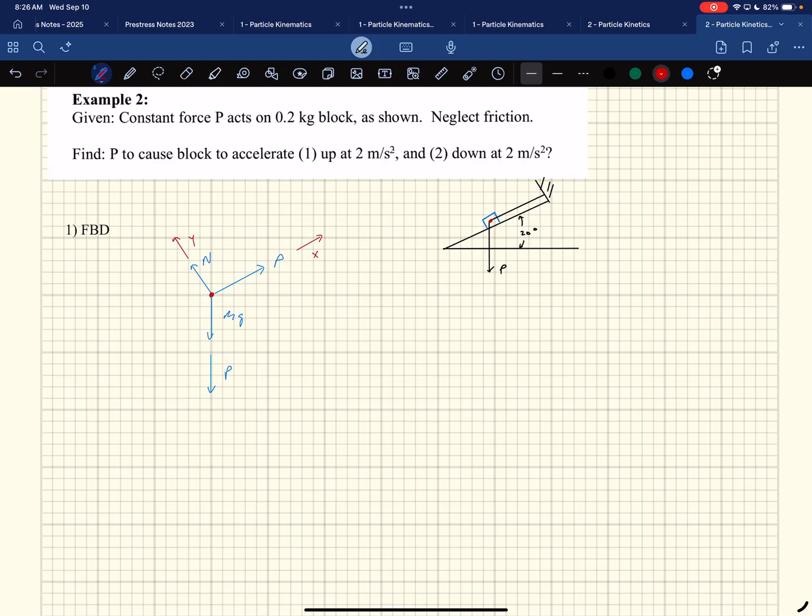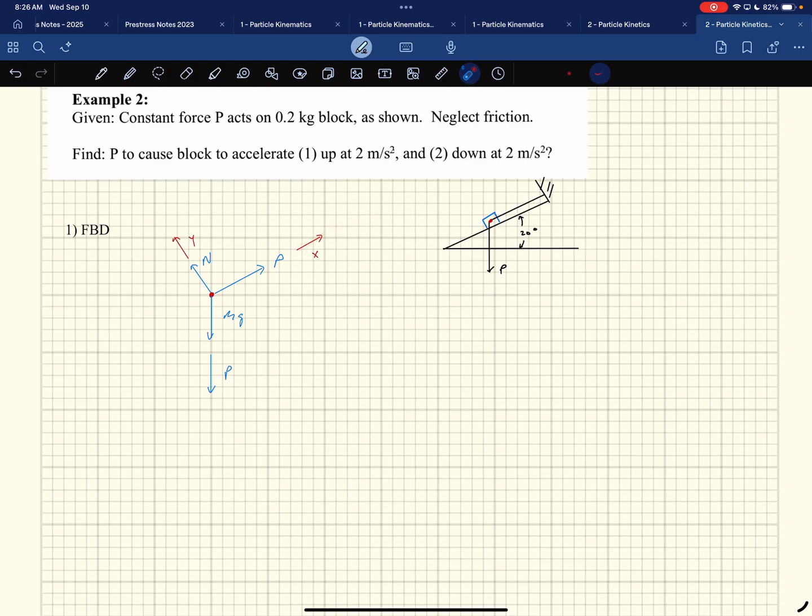Because then it lines up with the P force and R. Could you do it if you didn't rotate your axes? Would it work? Yes. The reason it's a little bit easier here is because it's talking about its acceleration up and down in 2 meters per second squared. It's either along the x this way or along the x that way.